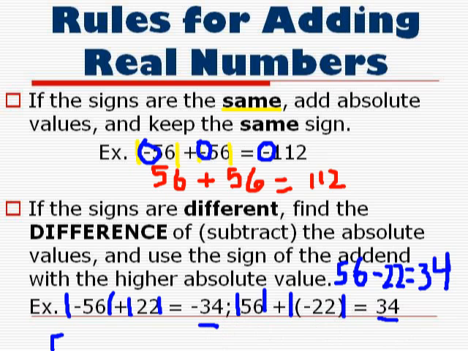The difference is that in this first number, the addend with the higher absolute value was -56. So this number has the higher absolute value because 56 is definitely bigger than 22. So in the first problem, -56, I ended up with -34. And then in the second problem, 56 still has the higher absolute value. And so my answer here, even though it's invisible, that invisible plus sign, is positive 34.